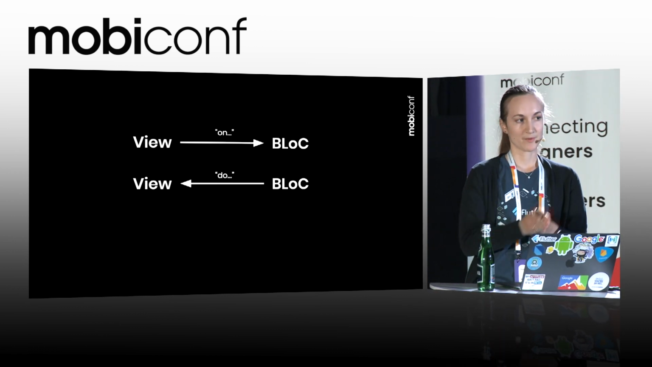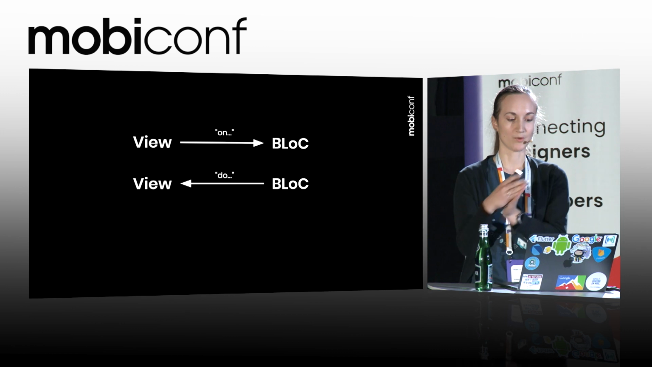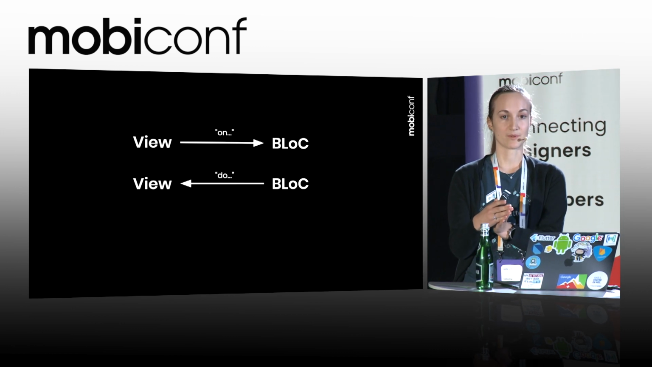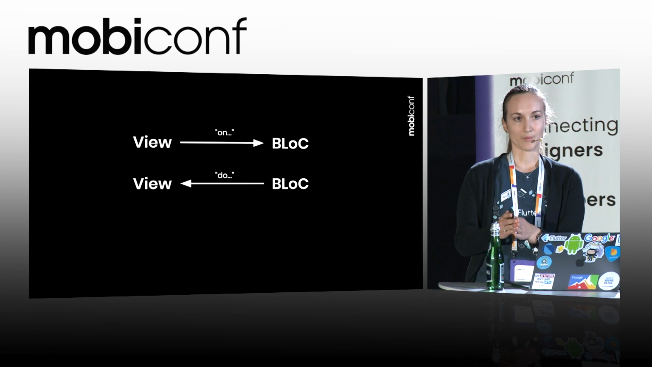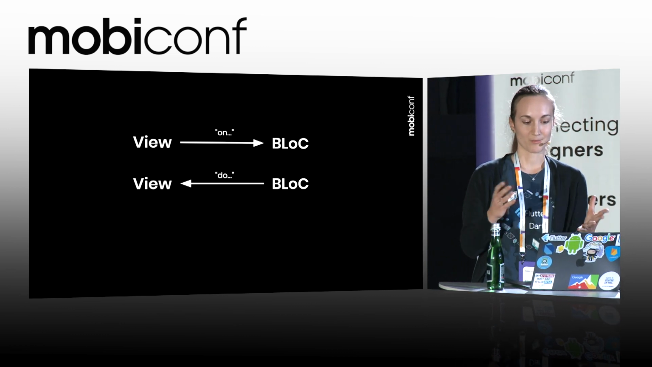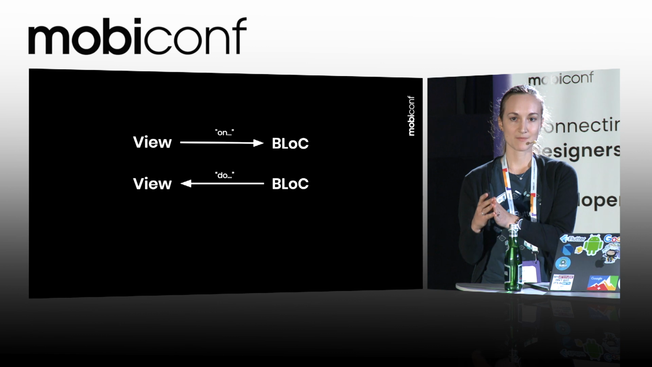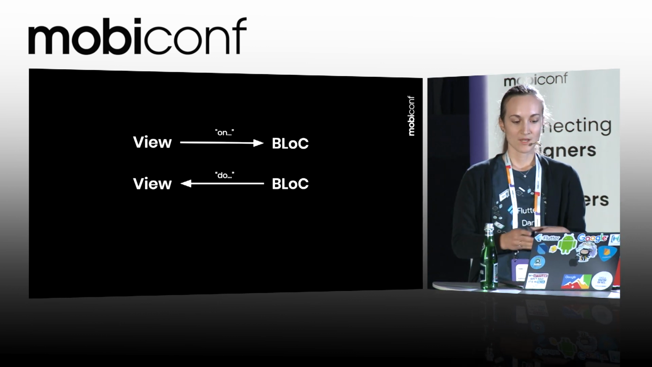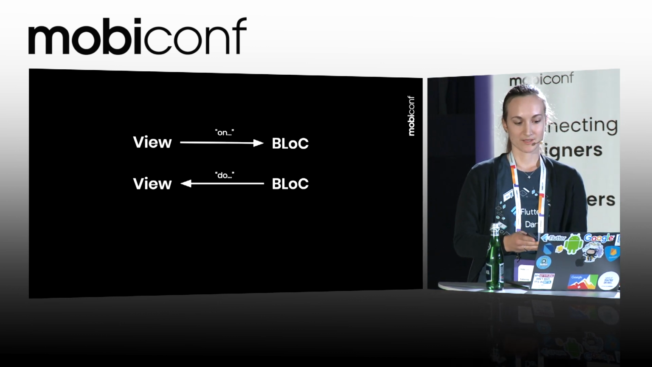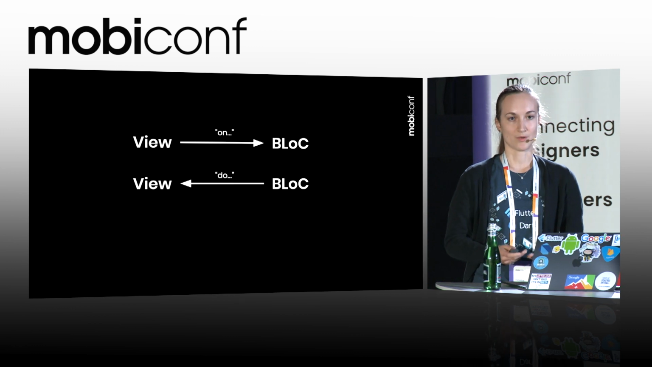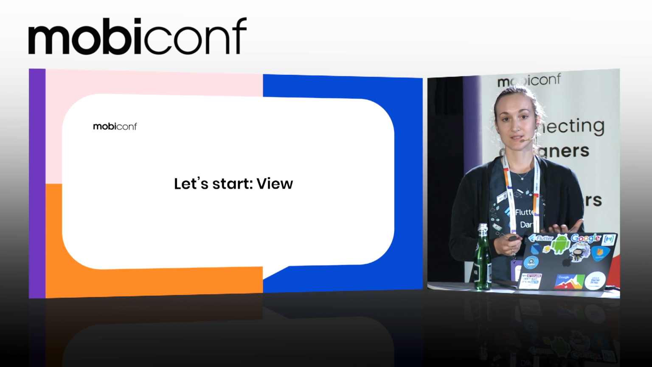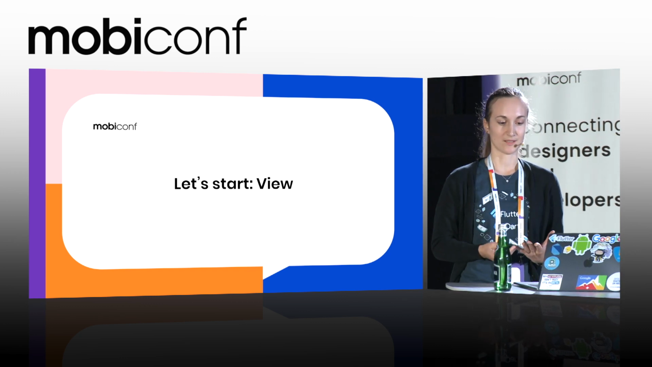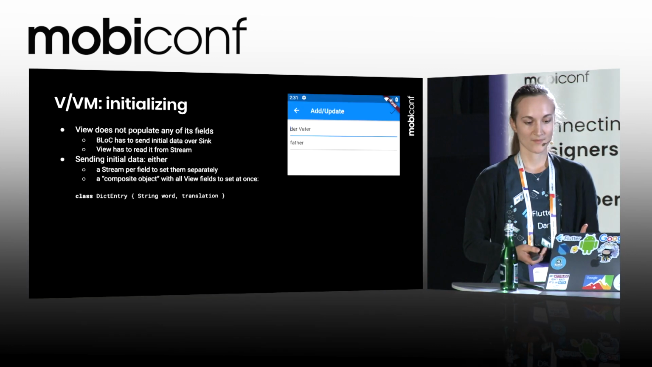When event is coming from view to BLoC, for example, when back button is pressed, sink has on prefix, for example, on back pressed. And when BLoC is making change to UI, stream has do prefix, such as do pop or do show validation result. I like starting my development from end result. Let's start with the view.